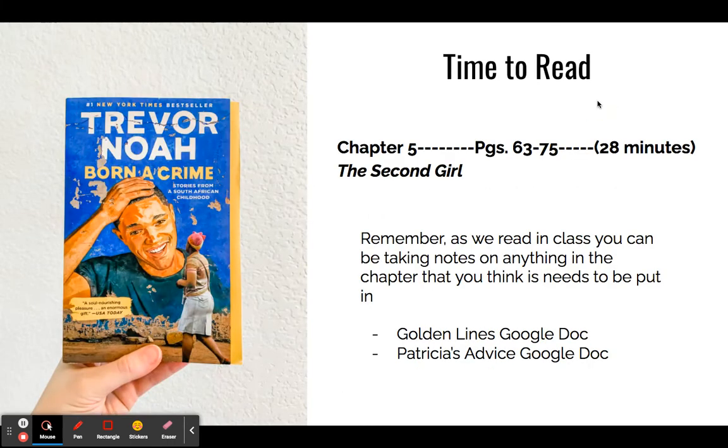So hopefully we will be able to finish chapter 5 today in this portion of the week. And remember to continue to fill out your golden lines and Patricia's advice as we go through. This chapter is going to be a huge chapter for Patricia's advice because it's a really big chapter about her.